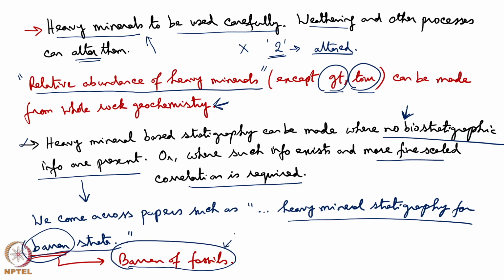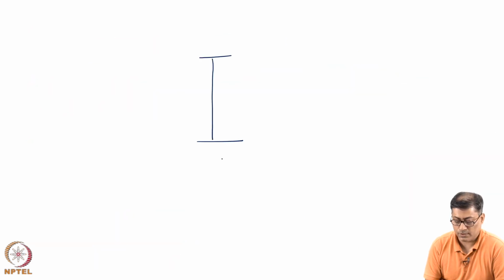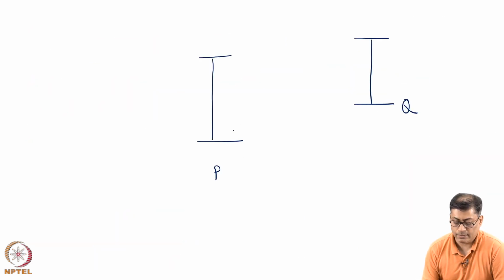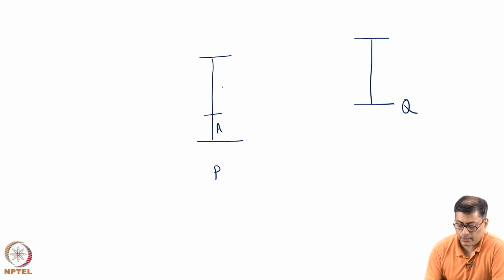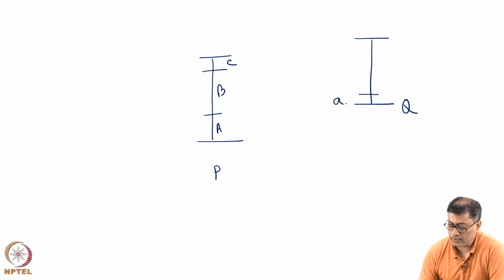In such a case, the heavy mineral stratigraphy can be useful, or consider a case where fossils are present and already a biostratigraphic correlation has been made and we want to make a finer correlation, then also heavy minerals can be used. What is the meaning of finer scale correlation is to be understood. Consider 2 lithological columns P and Q, and this is one unit of rock A, here is another unit of rock B, and here is a unit C, and here we have recorded A, B and C, and by biostratigraphy such a correlation has been established.